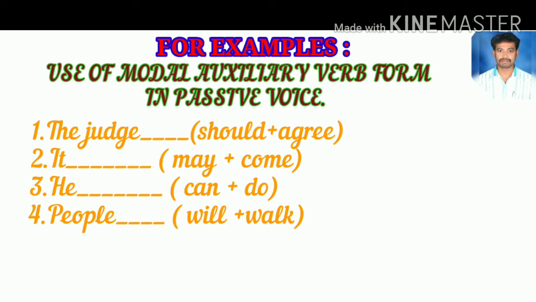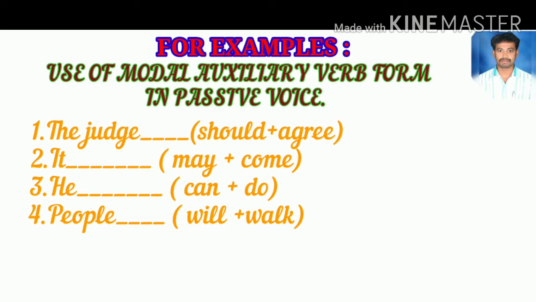I'll move to the second one. It dash may plus come. Look at that, rain or it. May plus come. Here may, and then be, come. Totally may become. Look at that: come, came, come. Definitely you are going to write the past participle verb form. That is the correct one. If you write came, that is wrong.